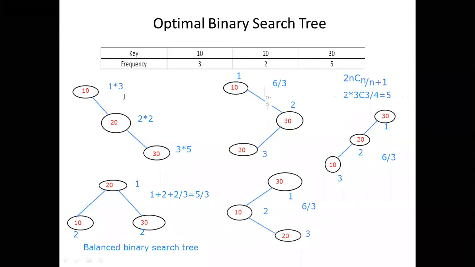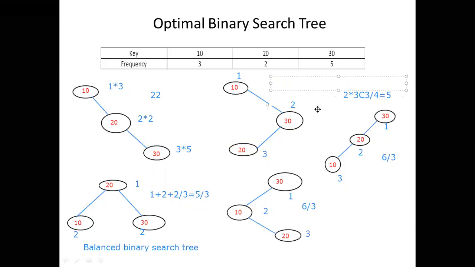3 plus 1 into 3 is 3, plus 4, plus 15. The answer will come as 22. I will write here. Right. 22 I got it, right? Now this one I will calculate. Here also I will remove that value 6 by 3.